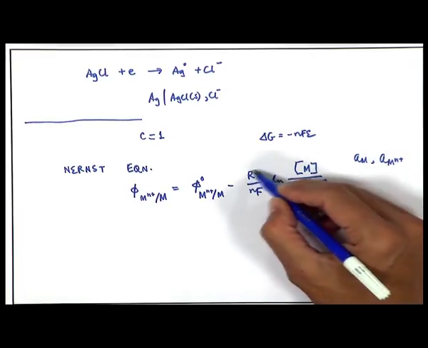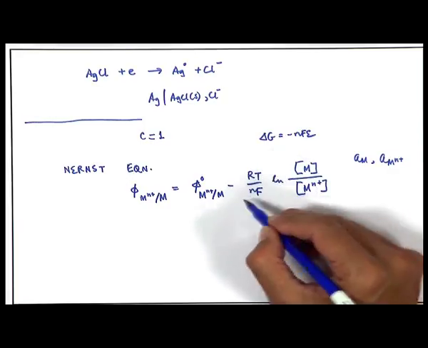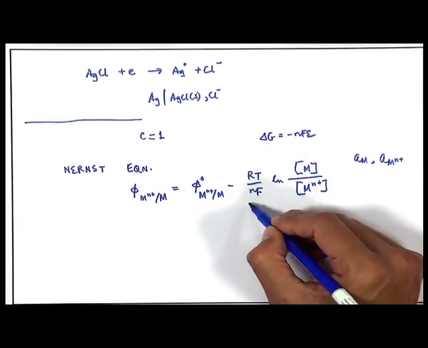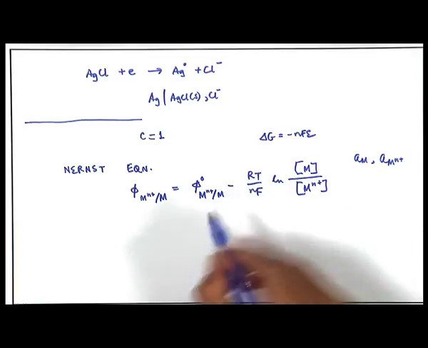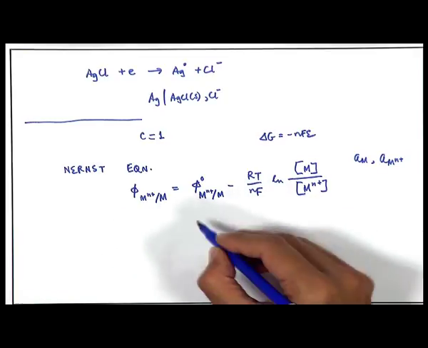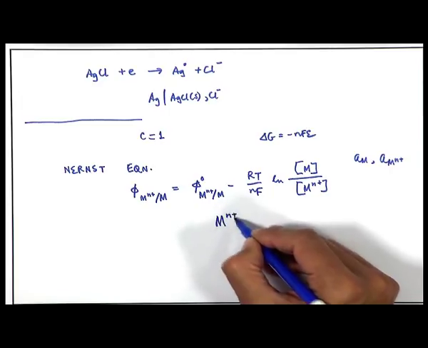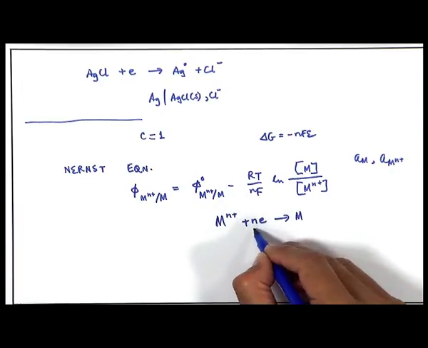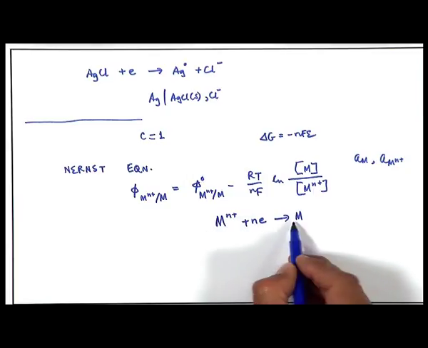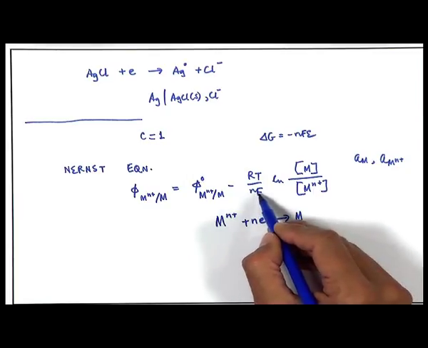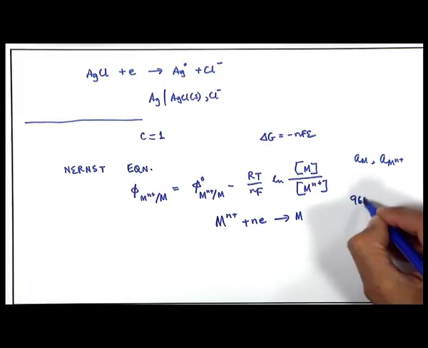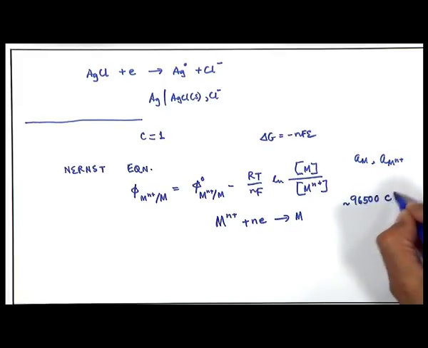Now, R is the gas constant, T is the absolute temperature, n is the number of electrons that are involved in reducing the species. That means M n plus plus n electrons gets you M. So, n number of electrons are involved in this reduction process. F is the Faraday, it is approximately 96500 coulomb per mole.